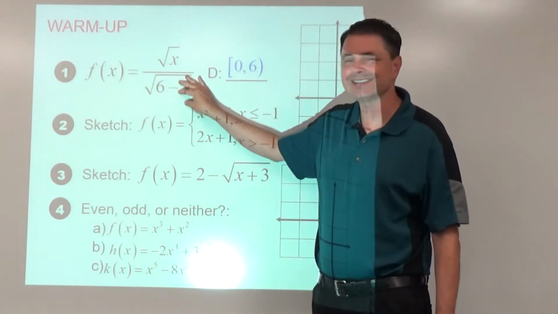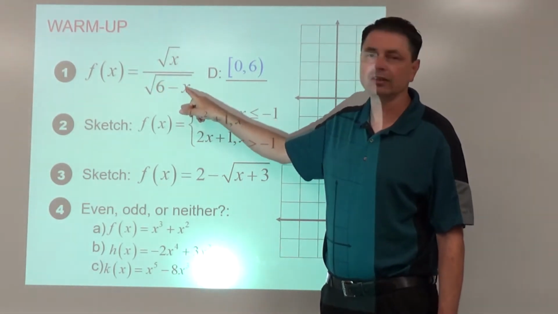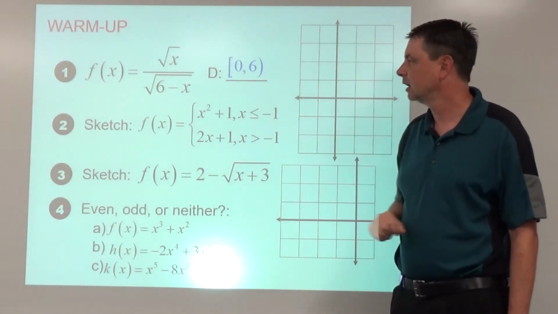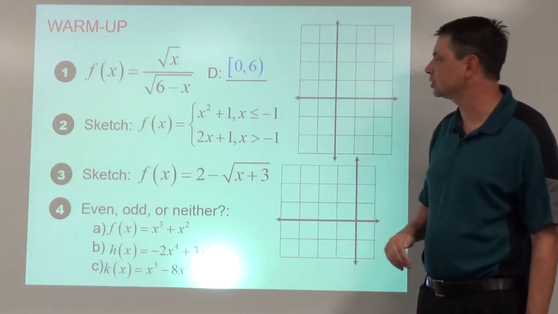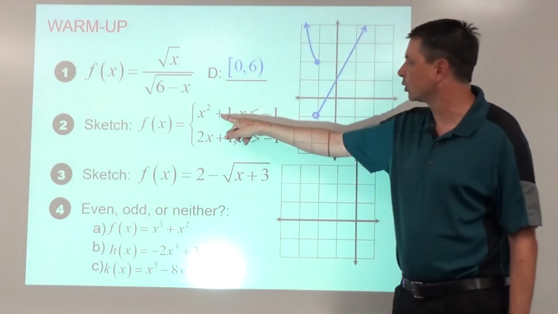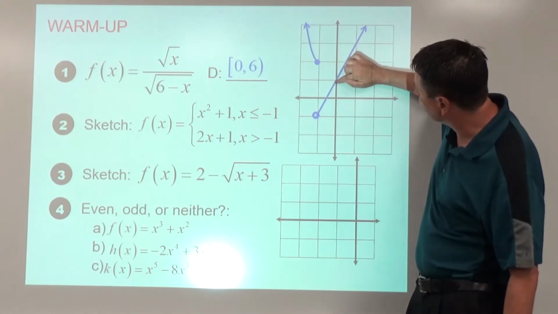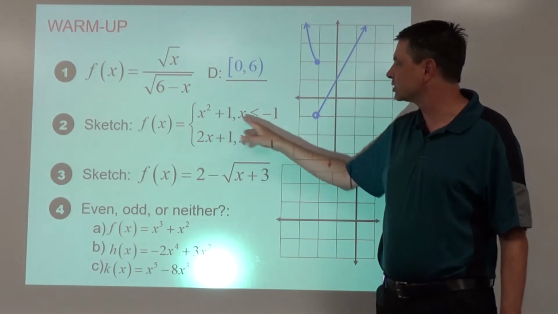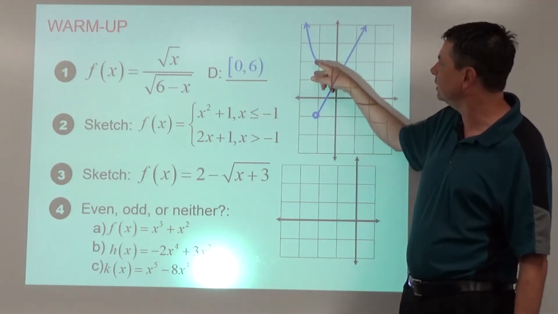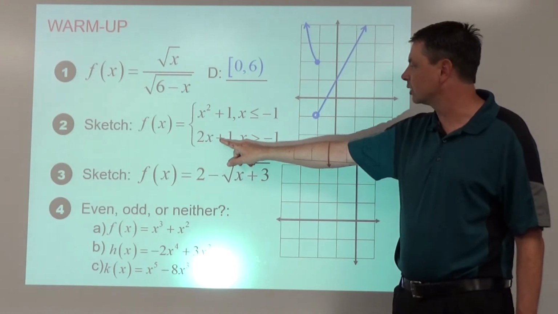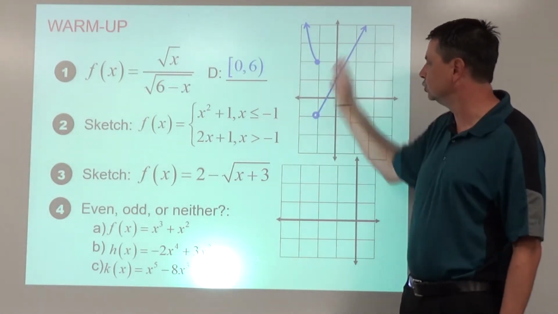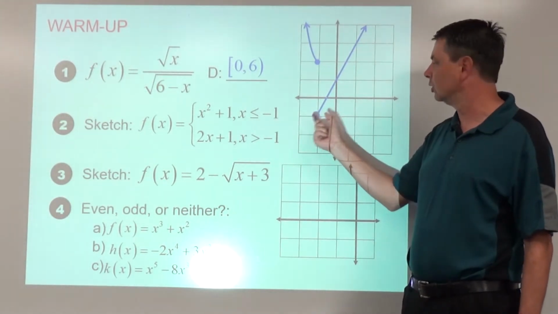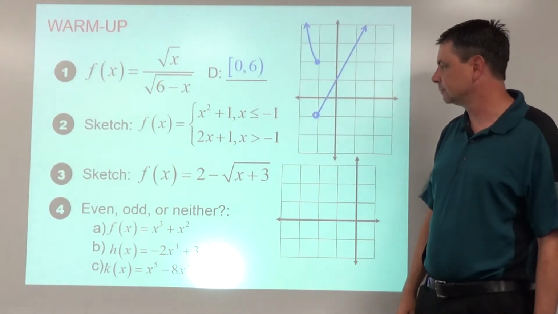But also remember, you can't divide by 0. So that throws 6 out. So that's why 6 is now a parenthesis instead of a bracket. Number 2, we've got a composite function. We've got a parabola part, which would normally have come down to a vertex right here, but we're saying x has to be less than or equal to 1. And then over here we've got a line part with a y-intercept of 1 and a slope of 2, and x having to be greater than negative 1, and therefore an open circle at that endpoint.